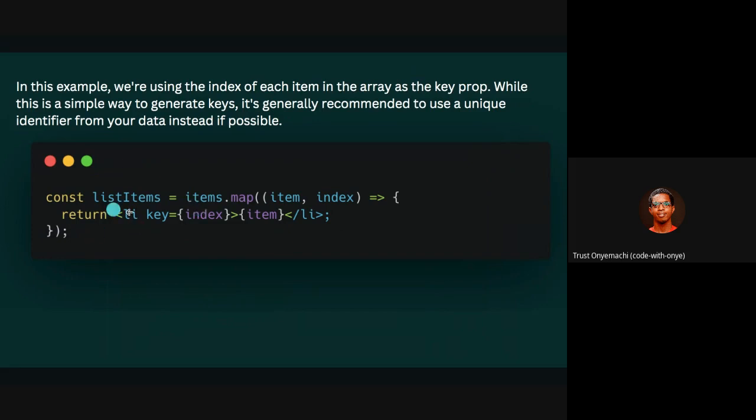Now, this is a variable called list item that is based on an array called item. It's taking a parameter called item and index. This item is the item that is inside the array, each of the items inside the array. And this index is just like an ID for each of the items inside the array. Now, if you want to render it to the UI, you just have to return the list or return the view. And you have to pass in this key.